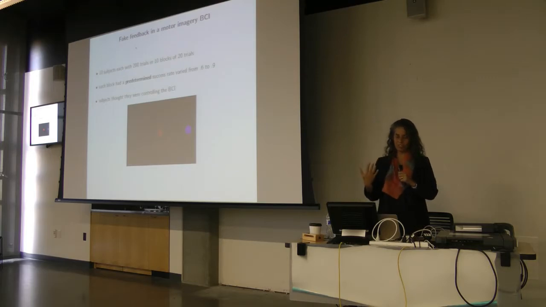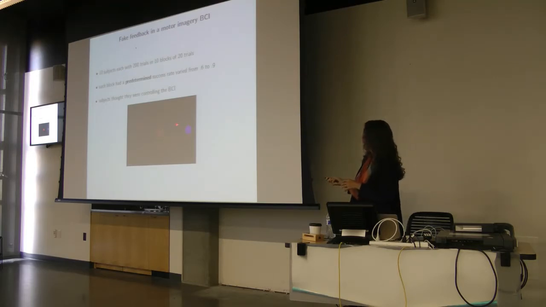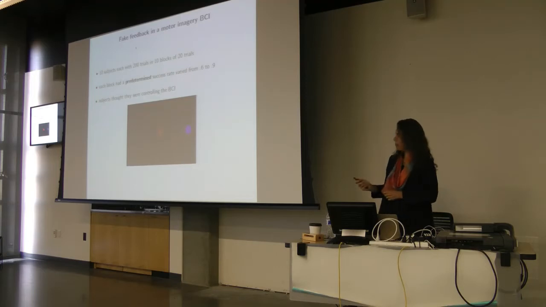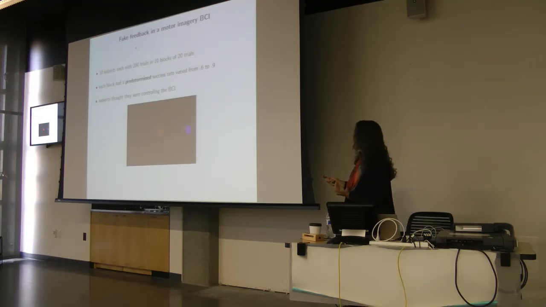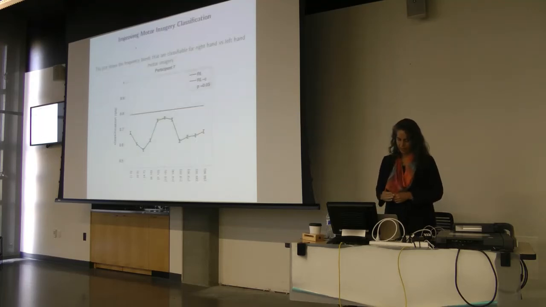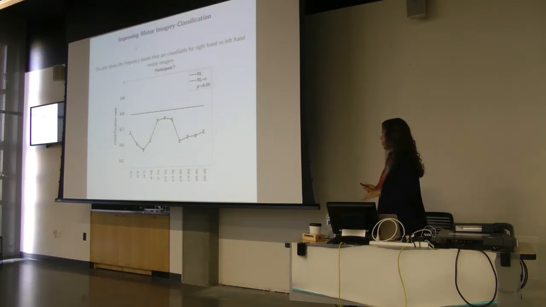We also wanted to control the number of times it jumps towards the target, or good trials, versus the number of trials it jumps the other way, or bad trials. So each block had a predetermined success rate, but we set it up like it's a real-time BCI, and we give them decent success rates so they feel like they're controlling it, and the subjects thought they were controlling the BCI. Okay, so as we do this, then we can train a motor imagery classifier.